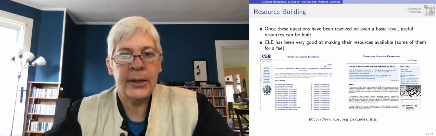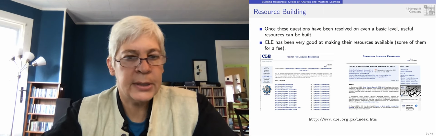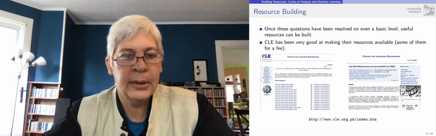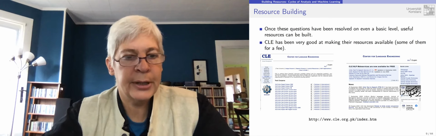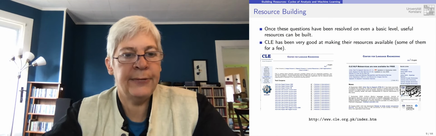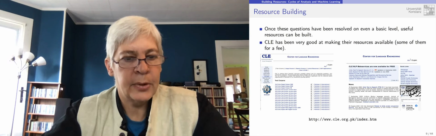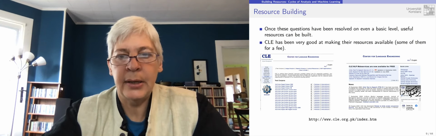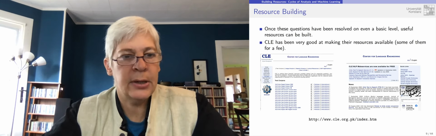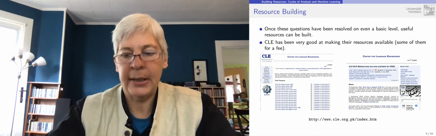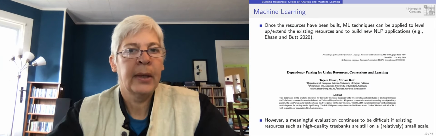And CLE has also been really good at making their resources available, some of them for a fee, because they have to go find third-party funding for all of the work they do. So you can see they've got some corpora out there that you can get. They've got some free web services. There's lots of stuff there. So I've just put their website there for you to look at.